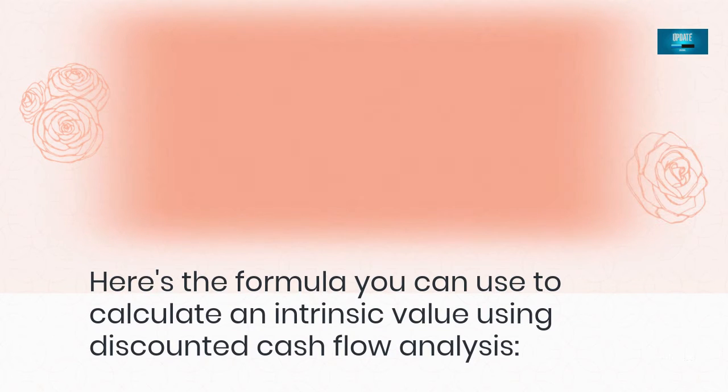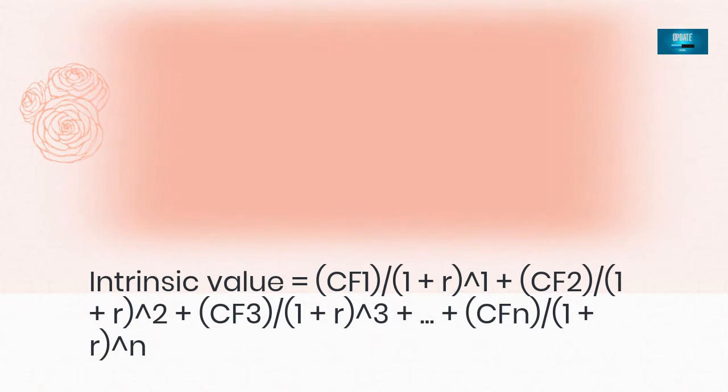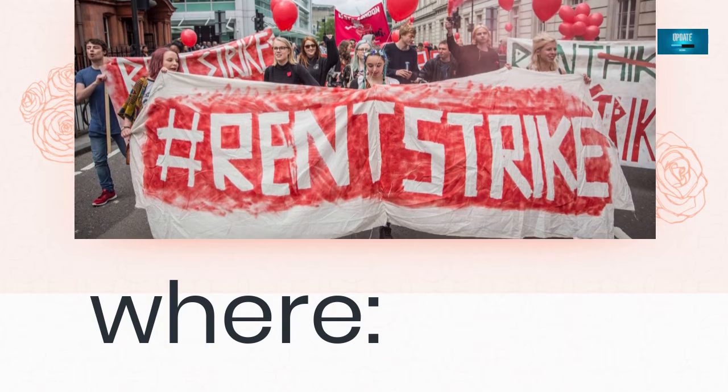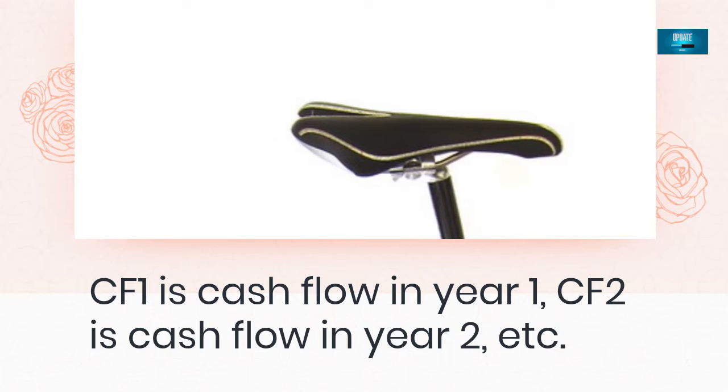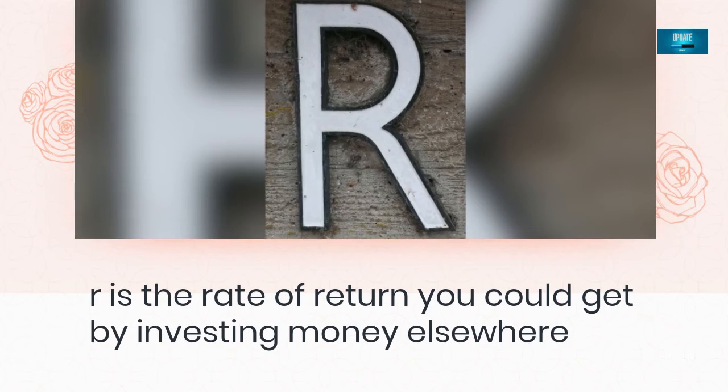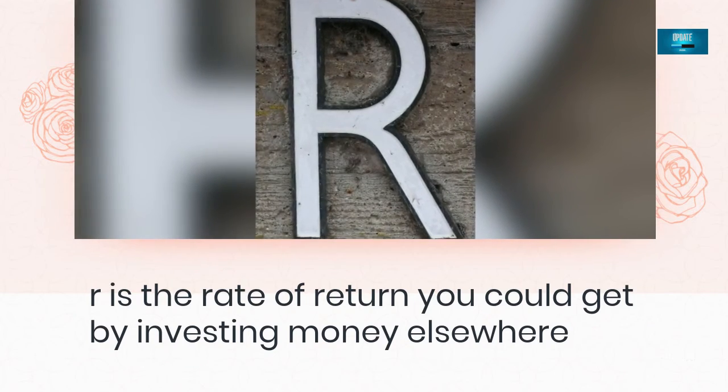Here's the formula you can use to calculate an intrinsic value using discounted cash flow analysis. Intrinsic value equals CF1/(1+R)^1 plus CF2/(1+R)^2 plus CF3/(1+R)^3 plus CFn/(1+R)^n. CF1 is cash flow in year 1, CF2 is cash flow in year 2, etc. R is the rate of return you could get by investing money elsewhere.